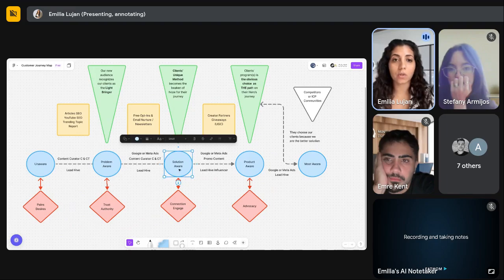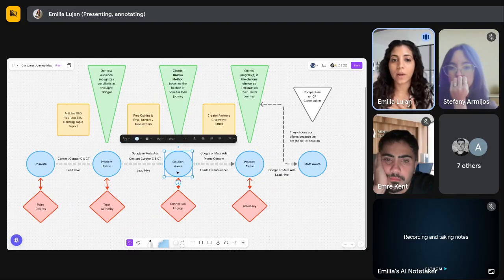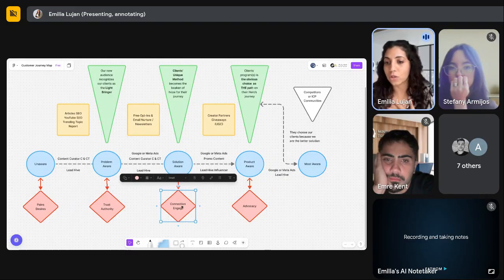So then once they become solution aware and they know that prism glasses are a potential solution for their needs, this is where we get to connect and engage, and we get to create a deeper connection with our audience, because now they're on the way to making that final purchasing decision.